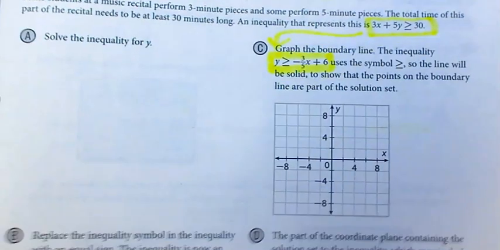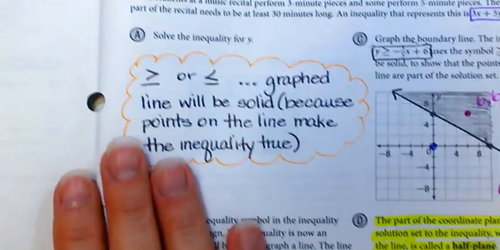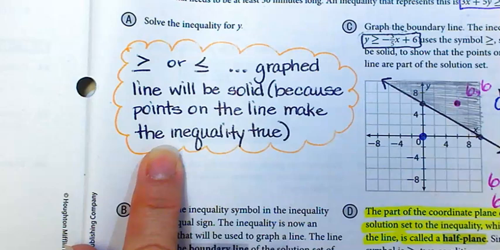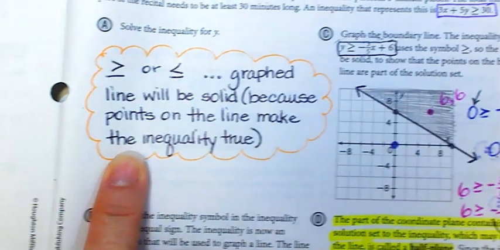Okay, so that's a lot of words. Let me show you what I would like for you to write down. Greater than or equal to or less than or equal to, your graph line will be solid because the points on the line make the inequality true.